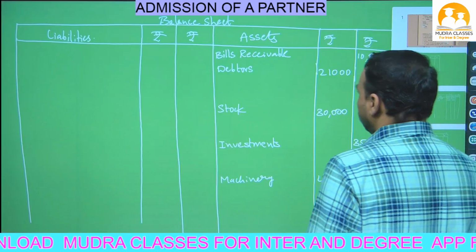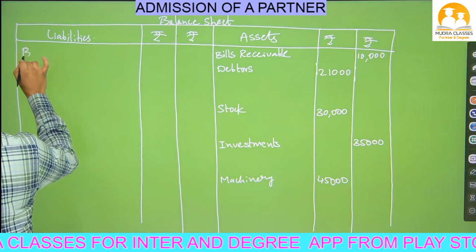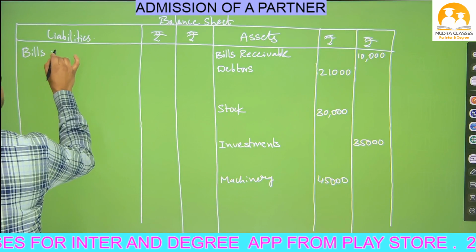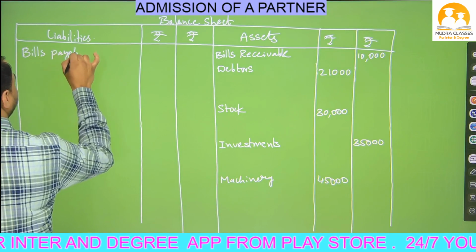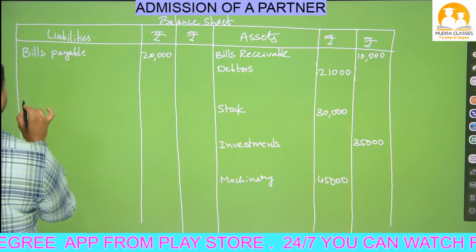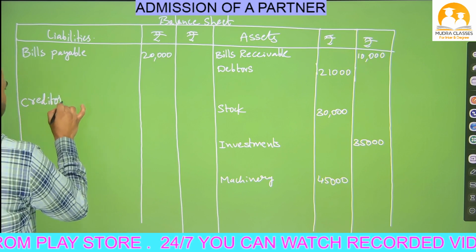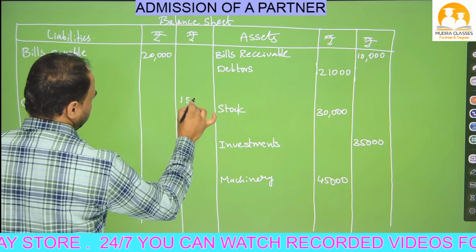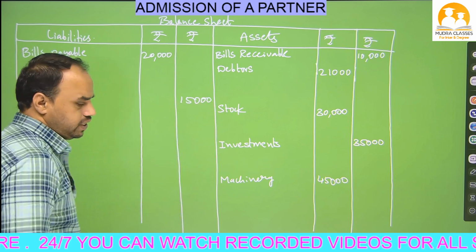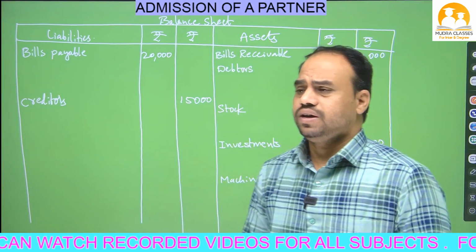So on the balance sheet liability side, in the inner column, bills payable 20,000. We have adjustments, so give some space for adjustments, and write down here creditors 15,000 directly in the outer column, no adjustment. Okay, with this, all items of the balance sheet, asset side as well as liability side, are completed.